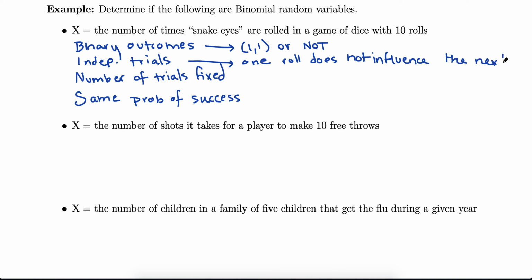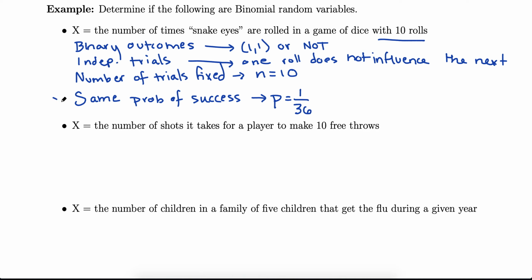And then our fixed number of trials, they tell us we have a game with 10 rolls. So that is definitely met. Our N is 10. And then last but not least, our probability of success. Dust off your probability formulas here. Chance of getting a 1 on the first die should be 1 out of 6. And means multiply. The chance of getting a 1 on the second one, 1/6. So the multiply 1/6 and 1/6, you get 1 out of 36 is our chance of success.